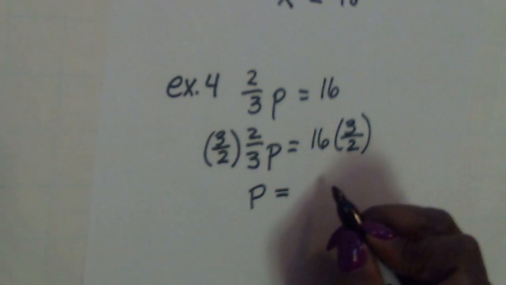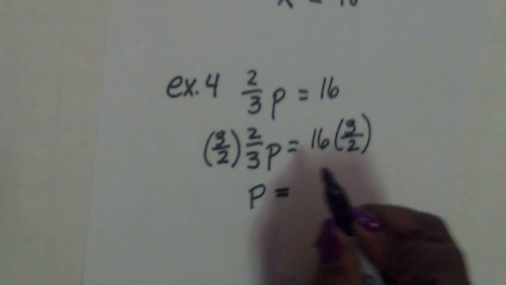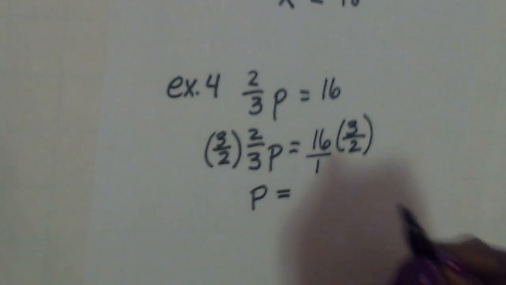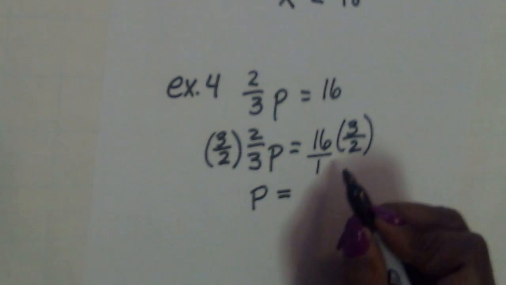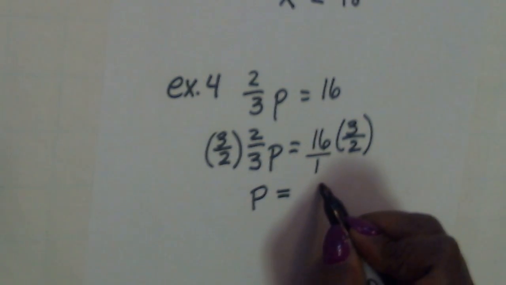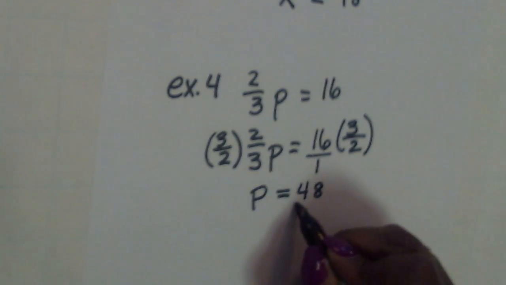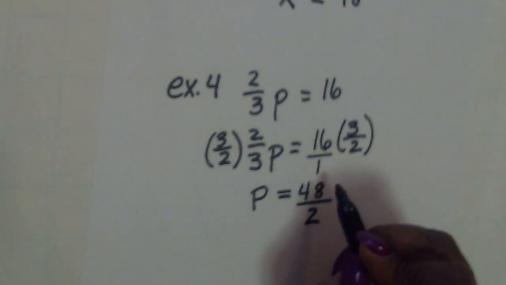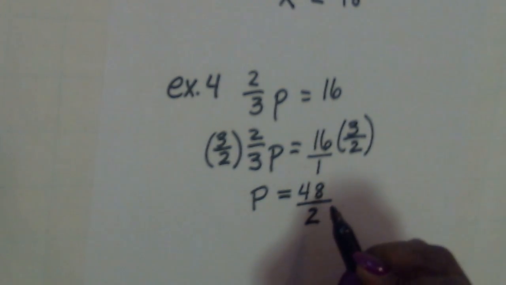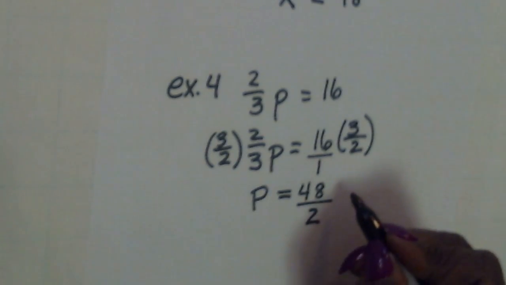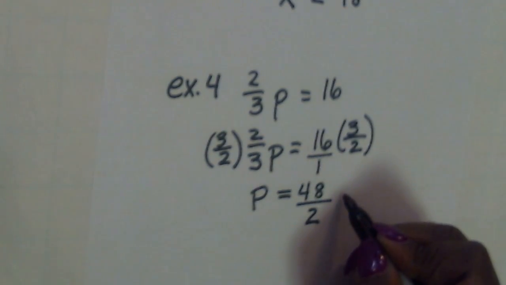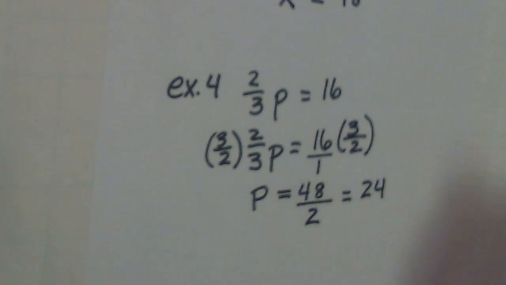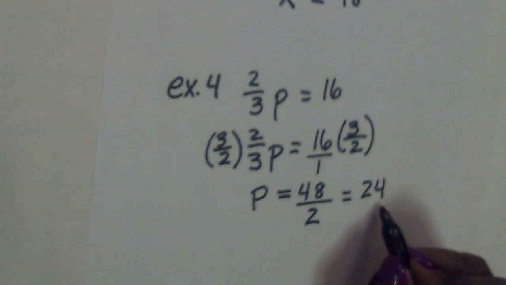Now here, if we multiply straight across, we can put this over 1 to see it easier if you'd like, and we would get 48/2. 16 times 3 is 48, and 1 times 2 is 2. And now we can just reduce. And 48 divided by 2 equals 24. So the value of p is 24.